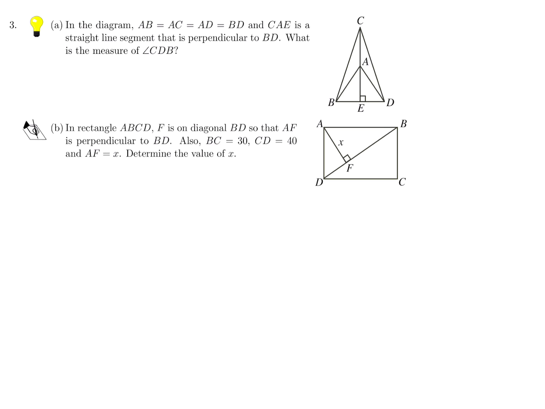In the diagram, AB is equal to AC is equal to AD is equal to BD. CAE is a straight line segment that is perpendicular to BD. What is the measure of CDB?